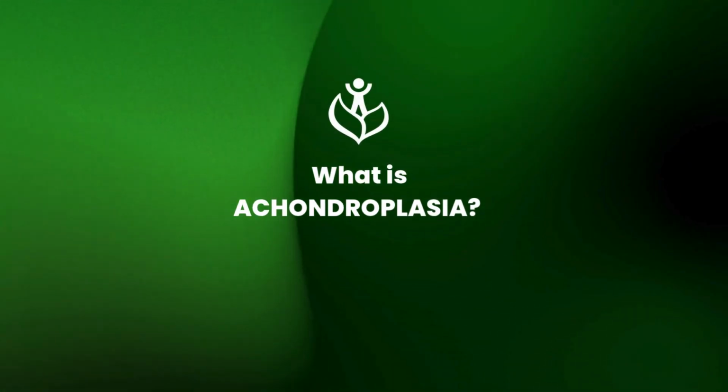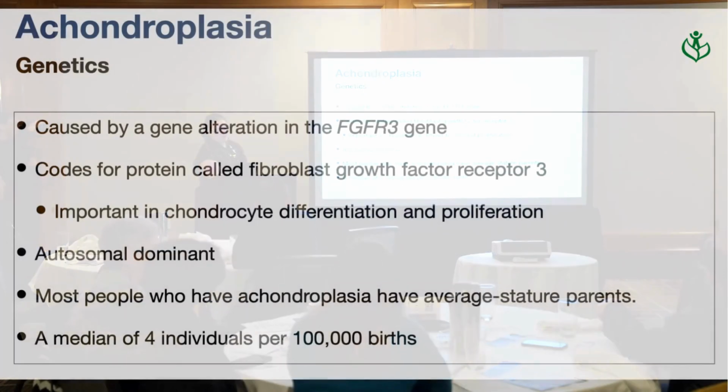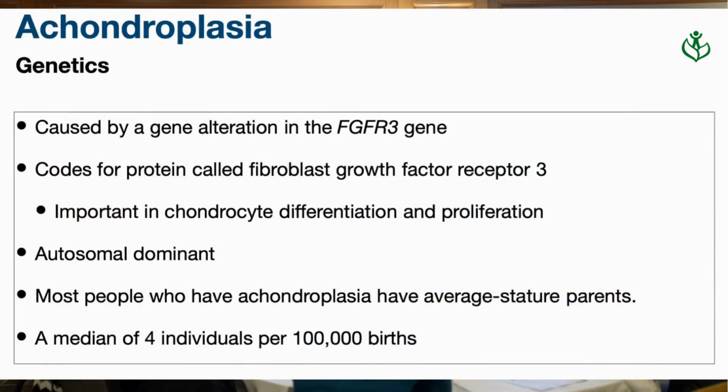All right, so what is achondroplasia? It's caused by a gene alteration in the FGFR3 gene. This encodes for a protein called fibroblast growth factor receptor 3. This is important in chondrocyte differentiation and proliferation.